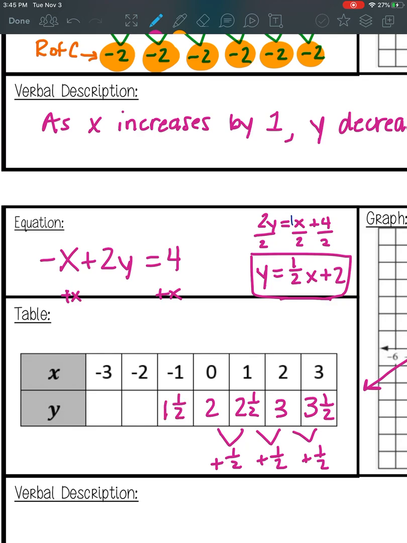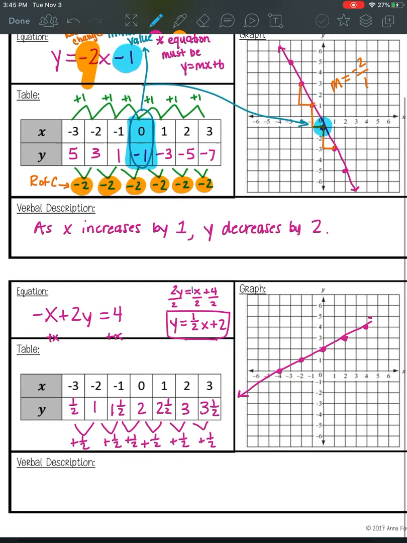-1 times 1/2 is -1/2, so plus 2, we'd get 1 1/2. -2 times 1/2 is -1. -1 plus 2 is 1. And then the last one we'd get 1/2. Okay, again, we can see that pattern, plus 1/2, plus 1/2, plus 1/2.